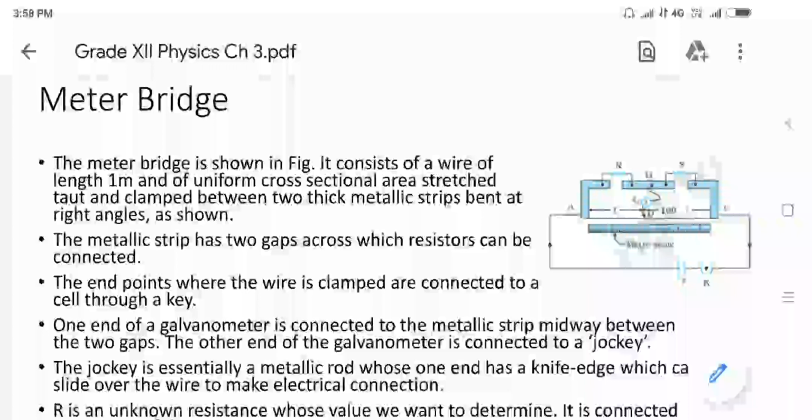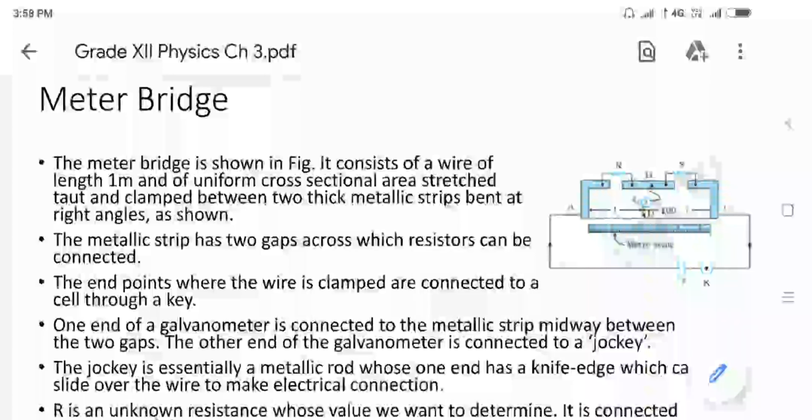Now this structure becomes like a bridge: between A and B, R resistor; between B and C, S resistor. Between A and D, for example, the length is L right now. So the total wire length between A and C is, for example, 100 centimeter. Right. So what will happen? Between A to D, we have L length. So between D and C, it should have 100 minus L length.